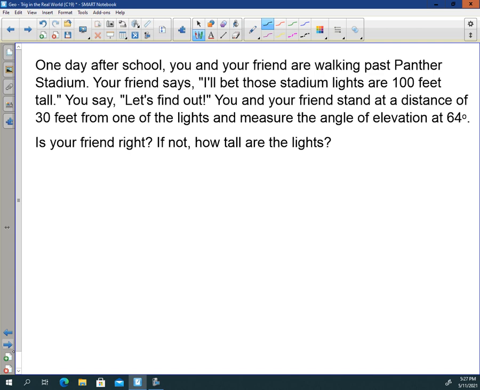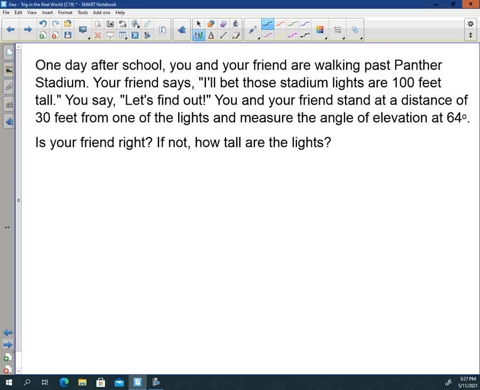All right, one more just to kind of cement these ideas. So one day after school, you and your friend are walking past Panther Stadium. Your friend says, I'll bet those stadium lights are 100 feet tall. And you say, let's find out. So you and your friend stand at a distance of 30 feet from one of the lights, and you measure the angle of elevation at 64 degrees. Is your friend right? If not, how tall are the lights?